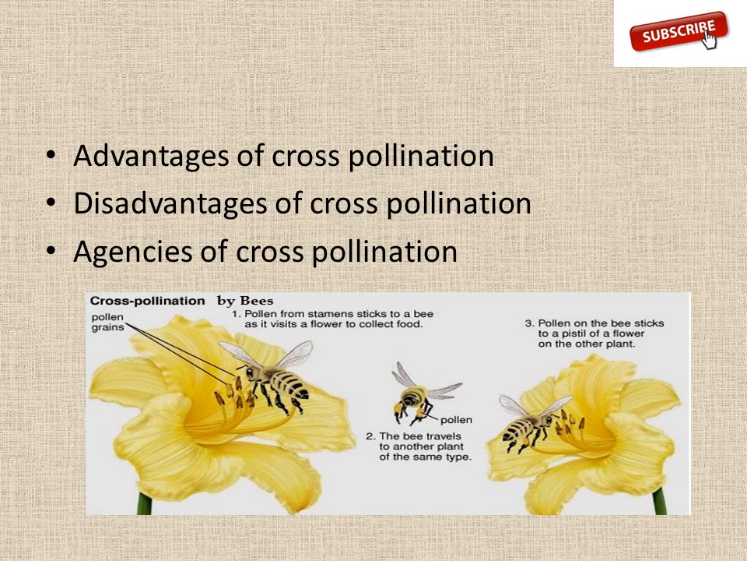From the figure, you will see that the first step is pollen from the stamen sticking to a bee as it visits a flower to collect food. Then the bee travels to another plant of the same type. Finally, the pollen on the bee sticks to the pistil of the flower of the other plant. So this is exactly what takes place in cross-pollination. It is a very simple process: from one plant it goes to the other plant via an insect. It also takes place by animals, wind or water. This you have to remember.